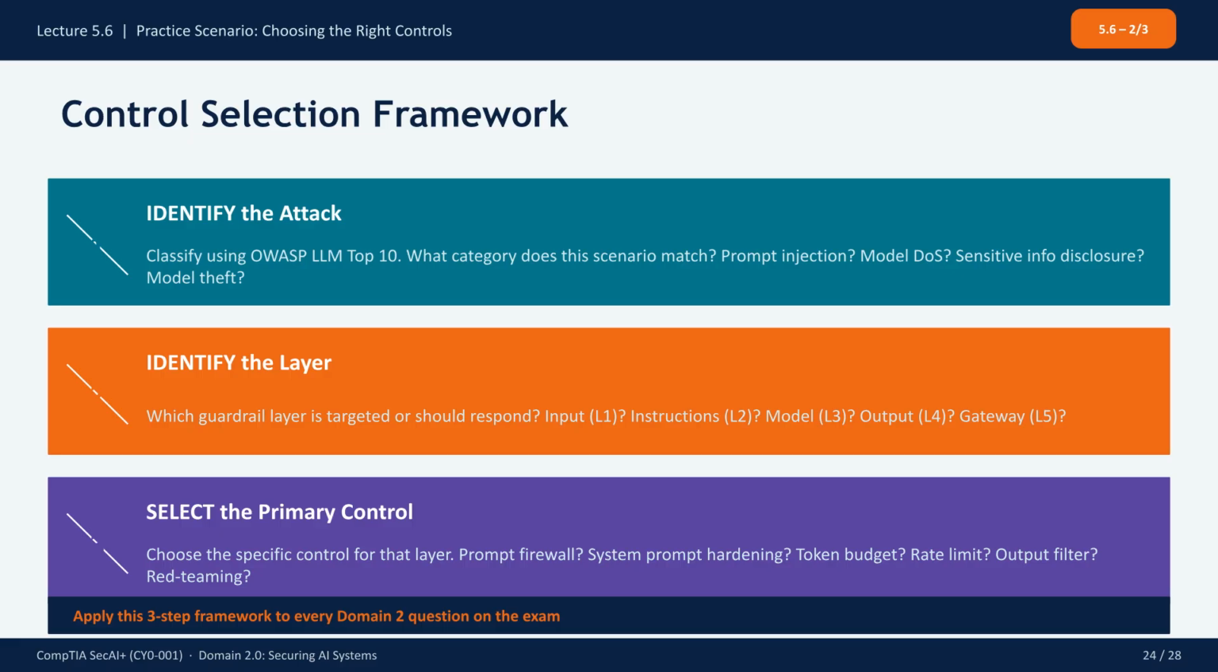Step 2. Identify the layer. Once you know the attack type, determine which guardrail layer is targeted or should respond. Is the attack hitting the input layer?